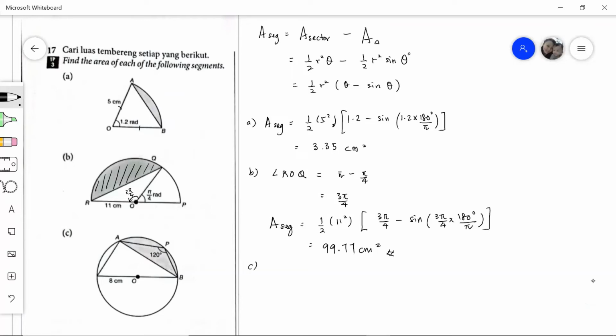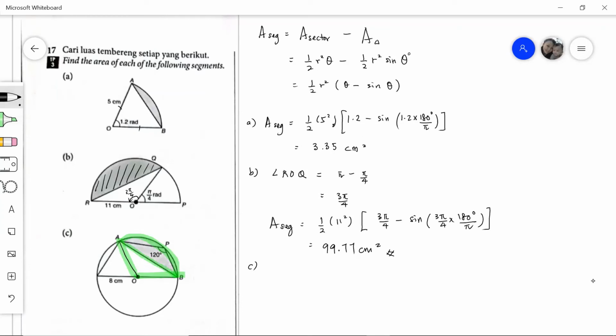Next, go to C. Now in C, the segment, all right, we have to use the sector. So let's create the line so that we can see very clearly there is a sector there. Let me just use the highlighter. This is a sector that we're talking about. So we use the area of this sector minus the area of the triangle inscribed in the sector.